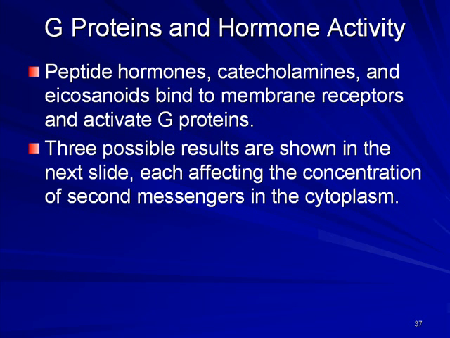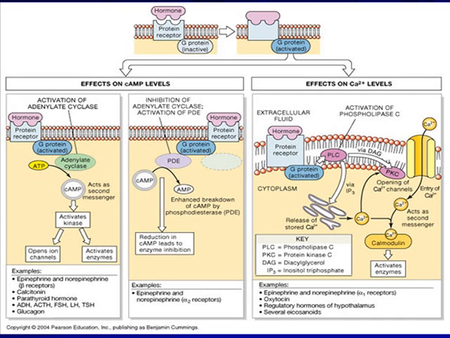Three possible results can occur. Again, these are the steps. You can get an activation of the enzyme adenylate cyclase, inhibition of adenylate cyclase, and activation. And then you can also get other cofactors that are involved, such as phospholipase C. All of these are possible effects in carrying out, again, hormonal activity.